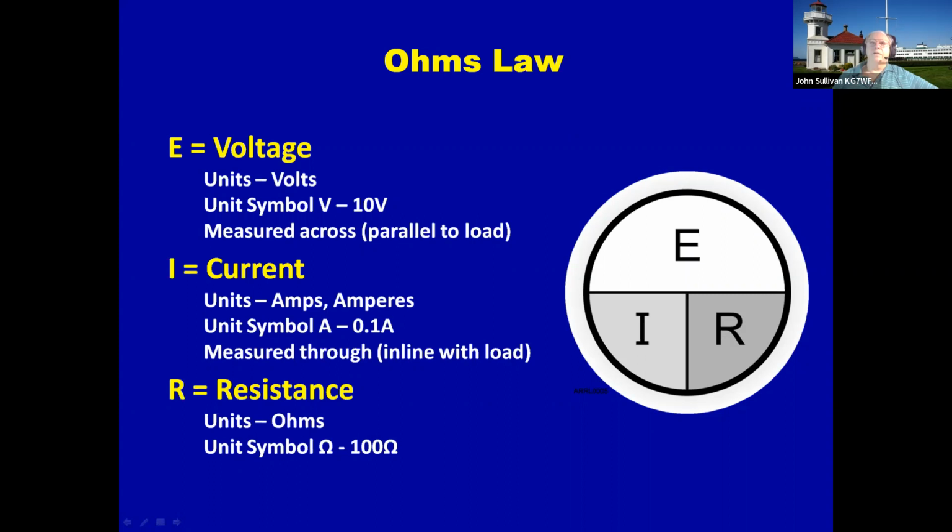If you want to find current, I, you put your thumb over the I, and you can see the E above the R. E is divided by R. So you divide voltage by resistance, and it will give you current. That's why I say that's a very handy tool to use.